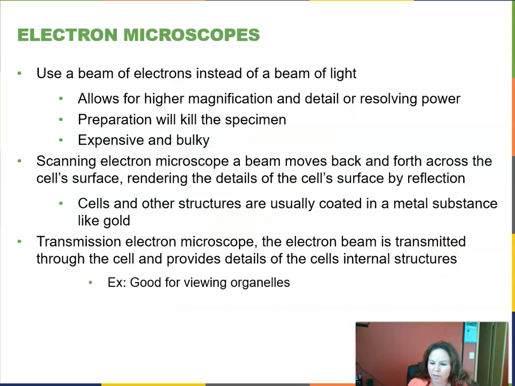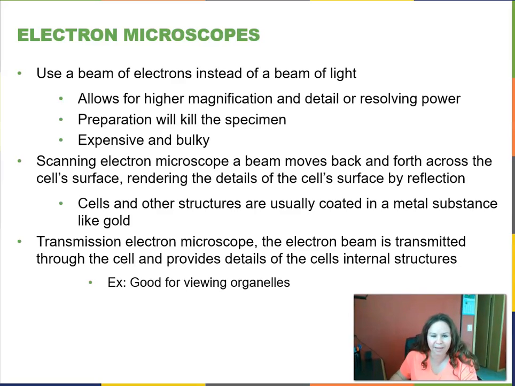But sometimes we can go a little bit more complex and expensive and use an electron microscope. Electron microscopes use a beam of electrons instead of light, and this is going to allow for higher magnification, better resolving power. Unfortunately, this will kill your specimen. These are pretty big microscopes. They're expensive, they're bulky, and they're probably more for a more specific research lab.